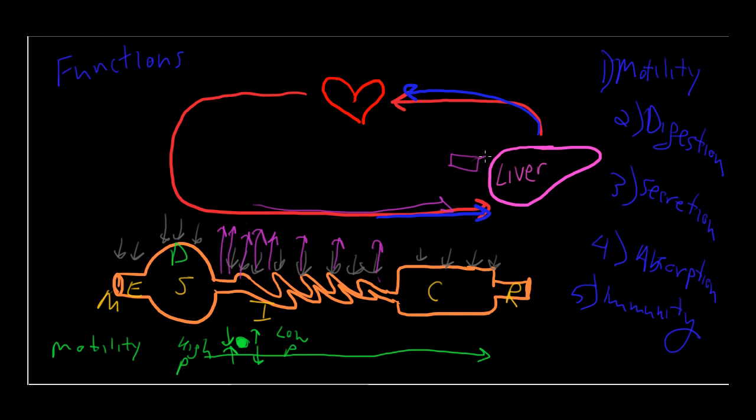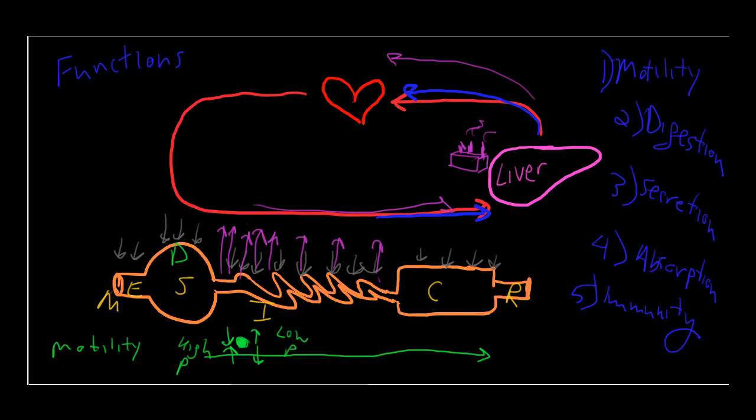Let's draw a little factory. There's little chimneys. This is a factory. And then the rest of the body goes into the rest of the body after the liver. And then we have immunity.